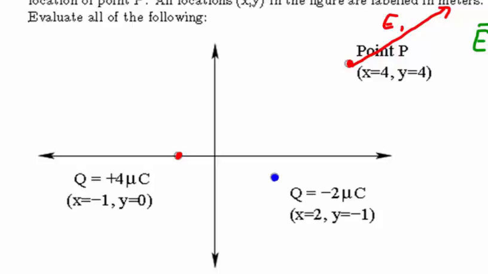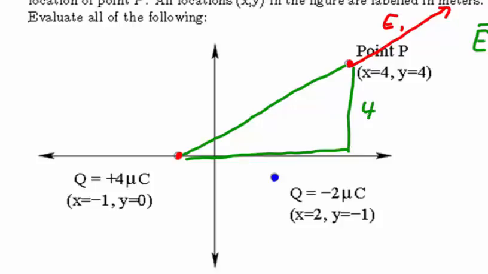To assist in finding the size of E1, I'm going to draw a triangle, the hypotenuse of which is the line connecting my original charge of 4 microcoulombs to the point P, and the two legs are made so as to make a right triangle. We see by looking at the coordinates in the system that the vertical leg of this triangle must be 4 meters long, and the horizontal leg of this triangle must be 5 meters long.